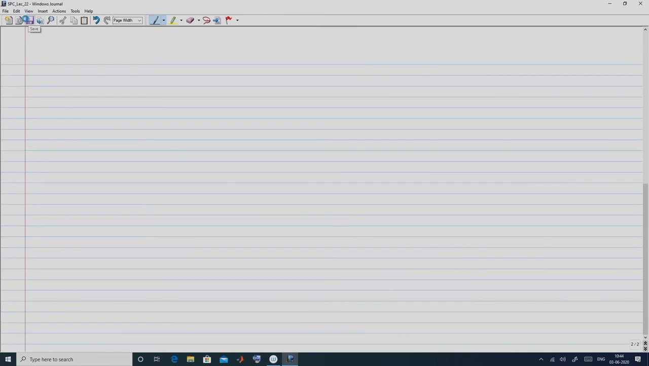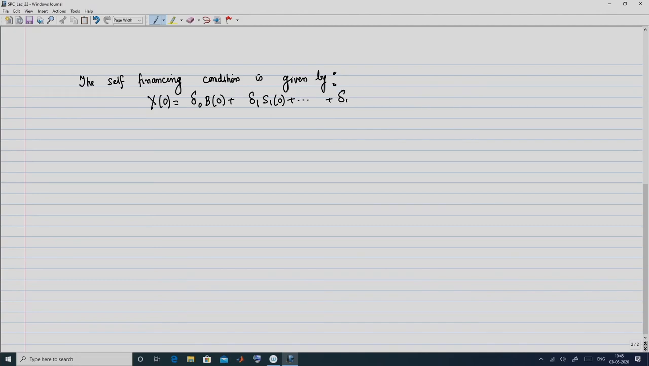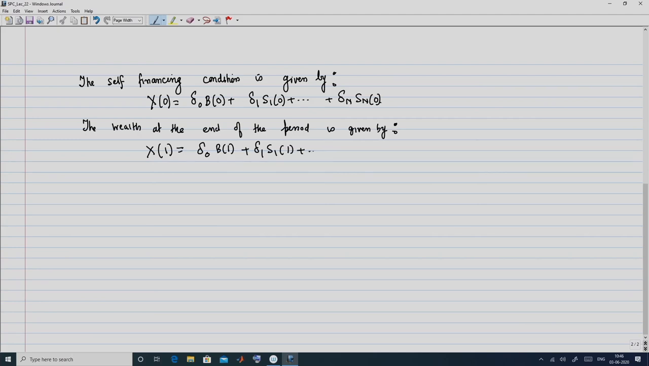All right. So, now once we have this set up, we can introduce what is known as the self-financing condition. Accordingly, the self-financing condition is given by X0 is equal to delta naught B0 plus delta 1 S1 of 0 all the way to delta n Sn of 0. And the wealth at the end of the period is given by X of 1 is equal to delta naught B1 plus delta 1 S1 of 1 all the way to delta n Sn of 1.